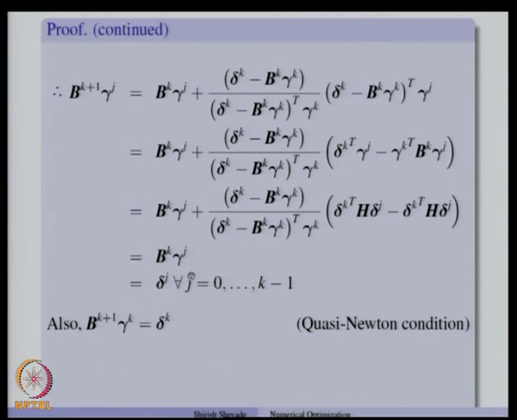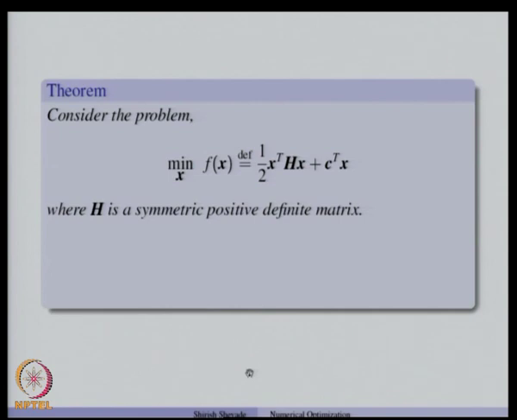So, if we combine these two, then what we get is that bk plus 1 gamma j is equal to delta j for all j going from 0 to k, and that proves that the hereditary property holds for the symmetric rank 1 update.